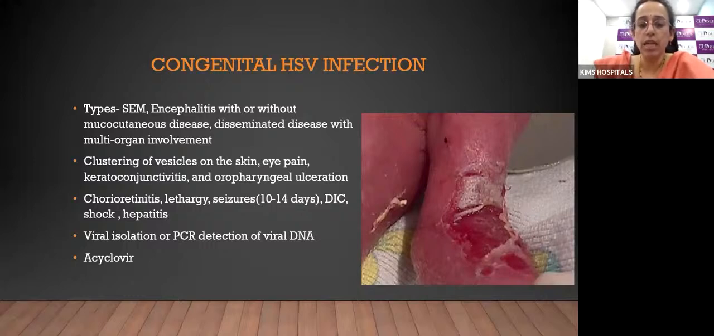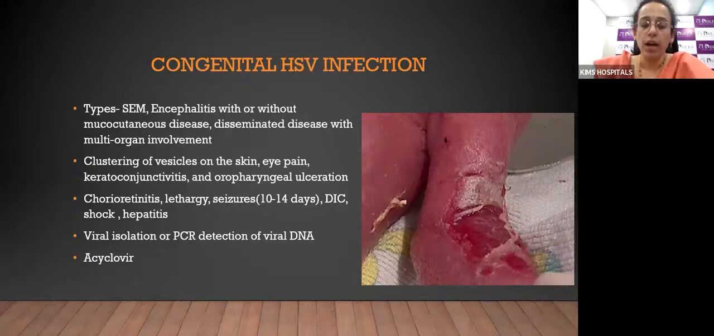We can see clustering of vesicles on the skin and eyes, which are associated with pain, and the baby will also have keratoconjunctivitis and oropharyngeal ulceration. Complications of HSV are chorioretinitis, lethargy, and seizures. This is usually seen around 10 to 14 days of life. If a baby presents with lethargy, seizures, and disseminated intravascular coagulation associated with shock and hepatitis, we should have a high index of suspicion for herpes simplex virus infection, which can be congenital, that is, transmitted from the maternal genital tract.